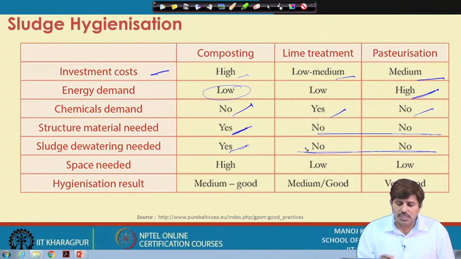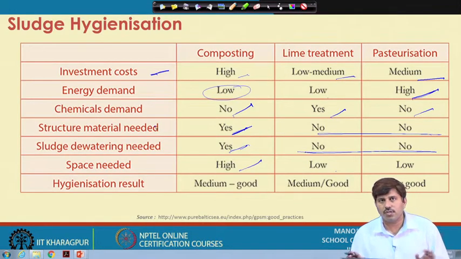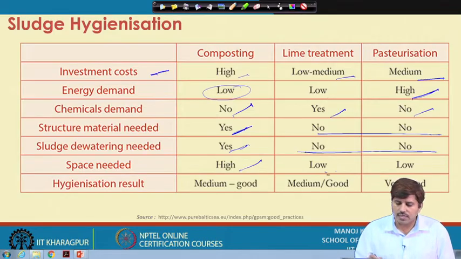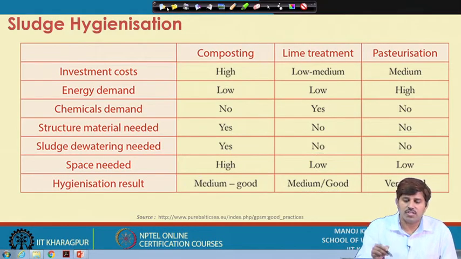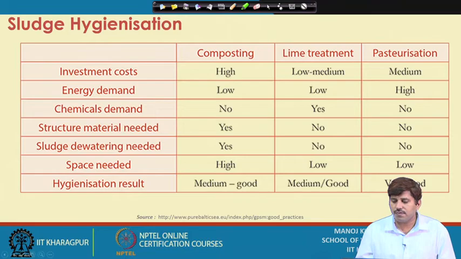Then the space needed is high for composting, and that is what actually leads to the investment cost. Otherwise, there is not much investment cost in the composting also. And then here space needed is low, and then results is here medium to good, here also medium to good, but this leads to the very good result. But again the energy demand is quite high, and that way the operational cost is quite high, and it is not preferred, and we may need skilled operators to operate the systems as well.